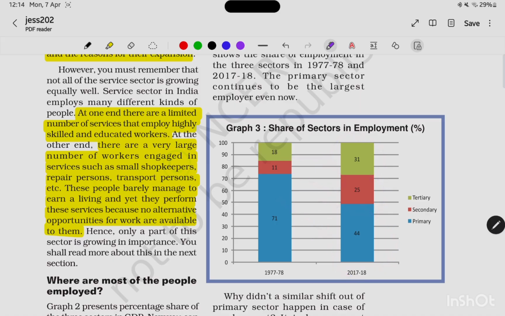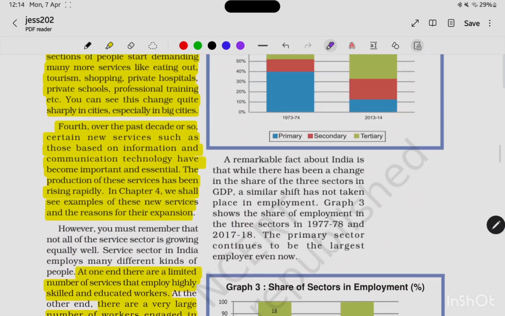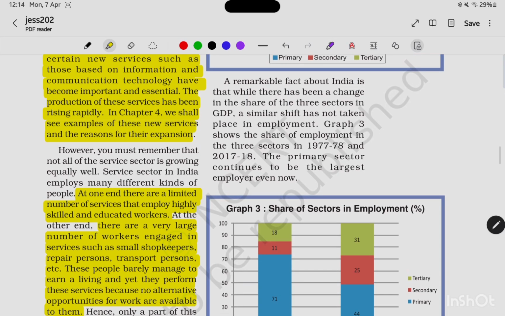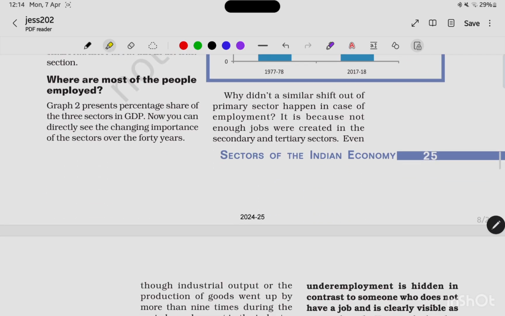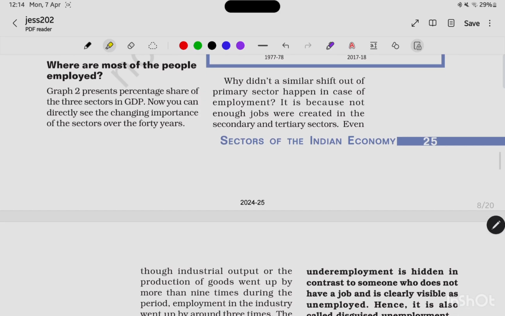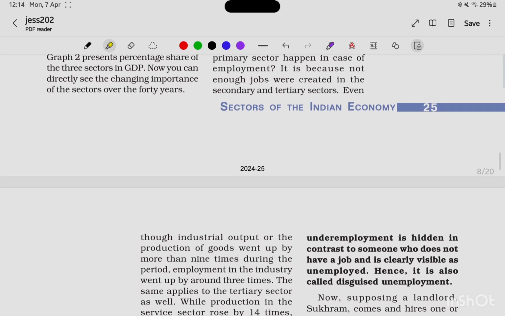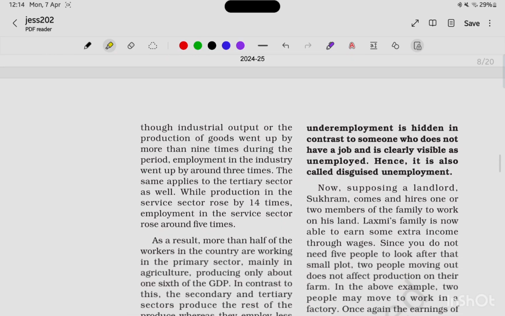But if you still see, the primary sector happens to be the biggest employer. Okay, so important points. Now, why didn't a similar shift out of the primary sector happen in case of employment? This is because not enough jobs were created in the secondary and tertiary sector.